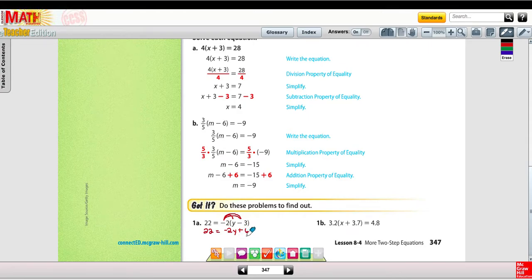Now we have a two-step equation. So this is the first step, distribute. The second step will be to isolate the variables by adding or subtracting first. So 22 minus 6 is 16 equals negative 2y. And we're going to divide both sides by negative 2. 16 divided by negative 2 is negative 8 equals y. I don't care if you have y equals negative 8. Either way is fine. For 1b, we're going to have to distribute the 3.2.